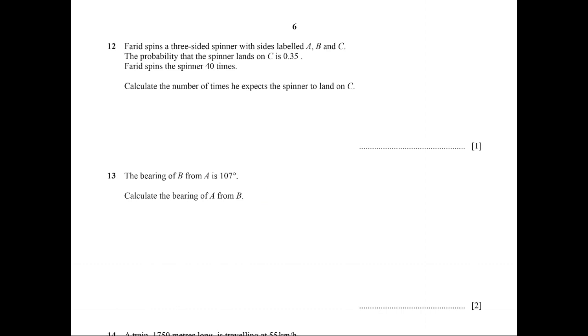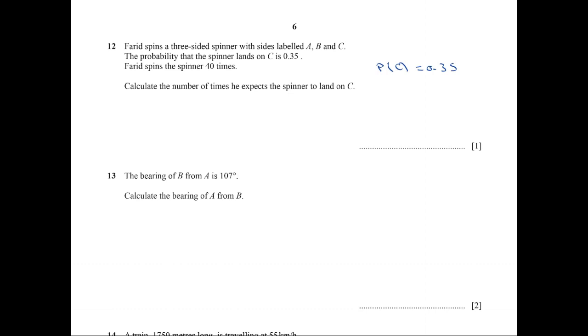Question 12. Farid spins a three-sided spinner with sides labeled A, B, C. The probability that the spinner lands on C is 0.35. Farid spins the spinner 40 times.